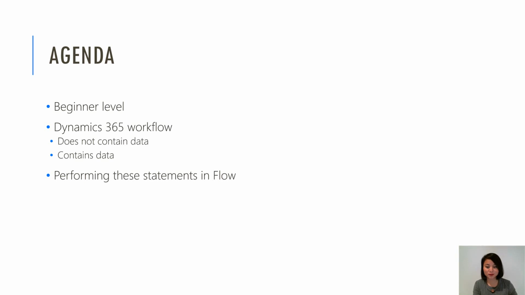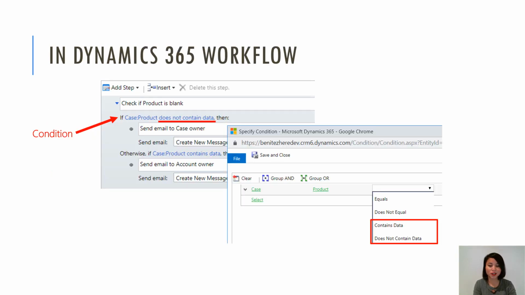straight into flow. So in terms of Dynamics 365 workflow, what you are currently used to is when you create a condition step and when you specify the condition criteria, you can select the field and then you can select whether the field criteria contains data or does not contain data. And this is what I'm going to show you in terms of replicating in flow. So without further ado, let's jump straight into it.